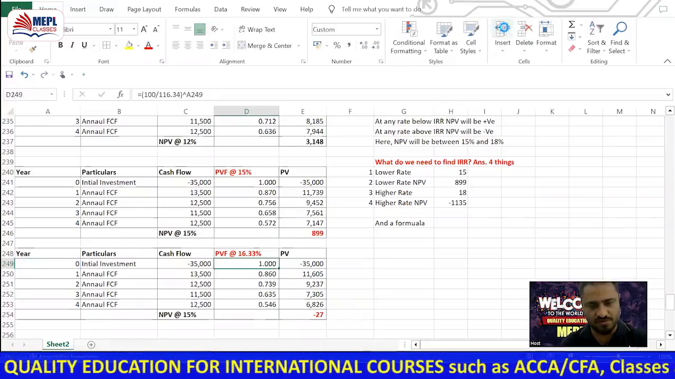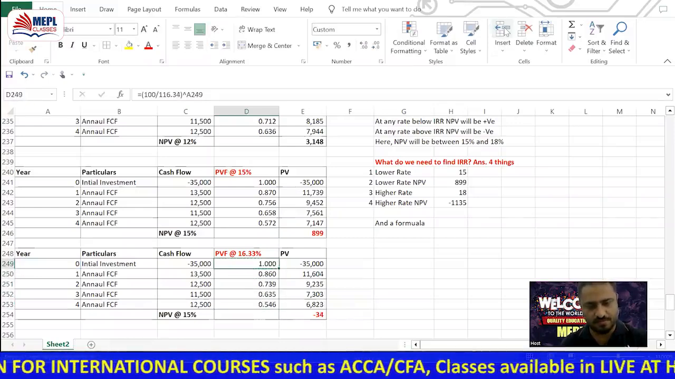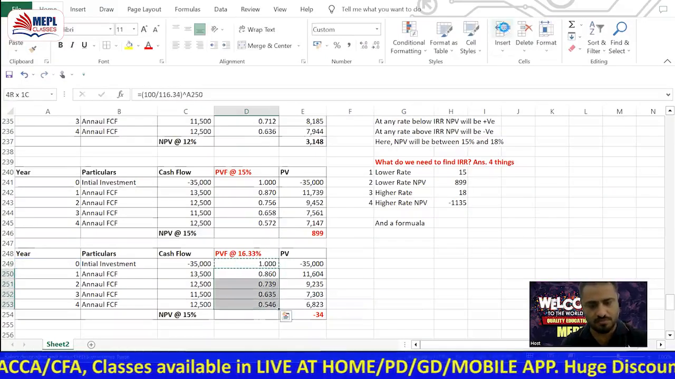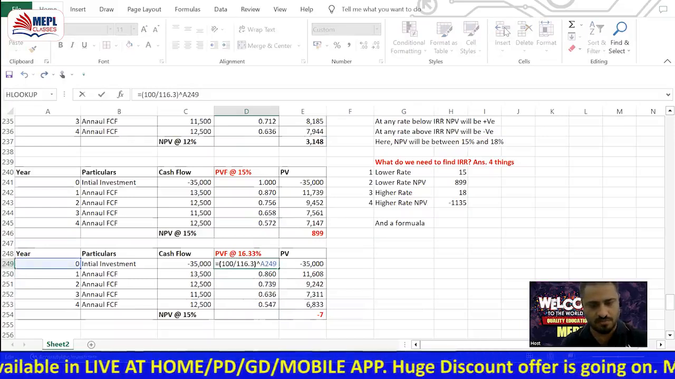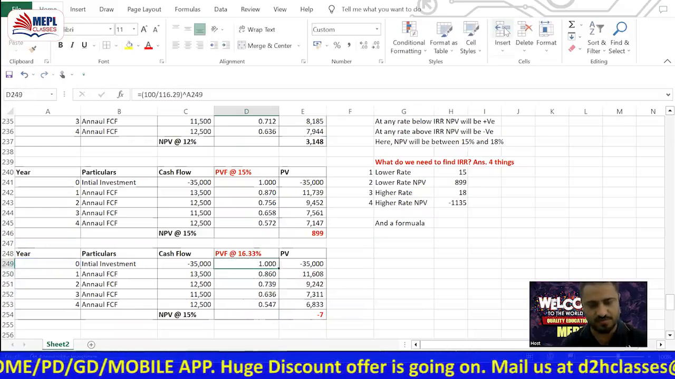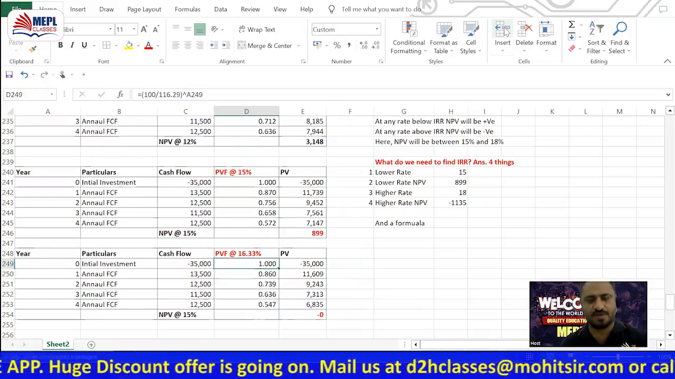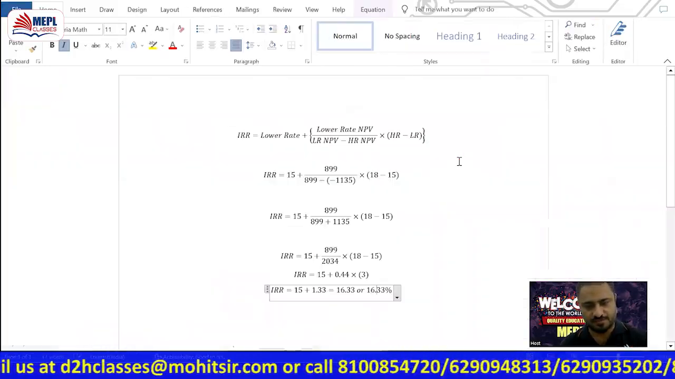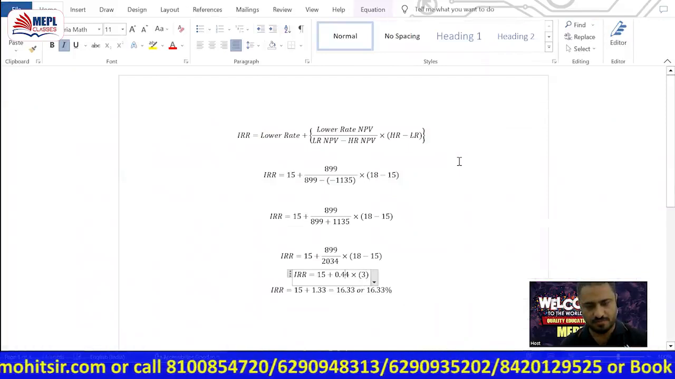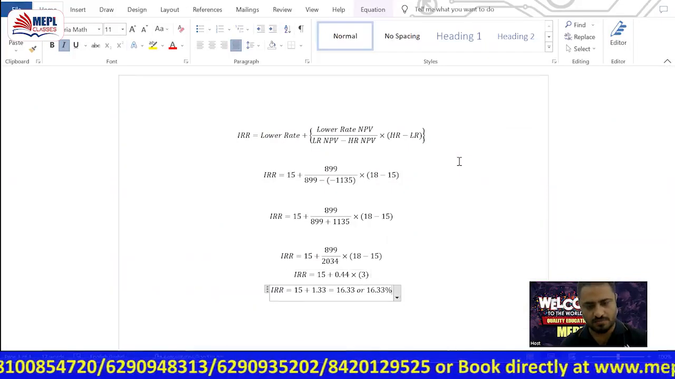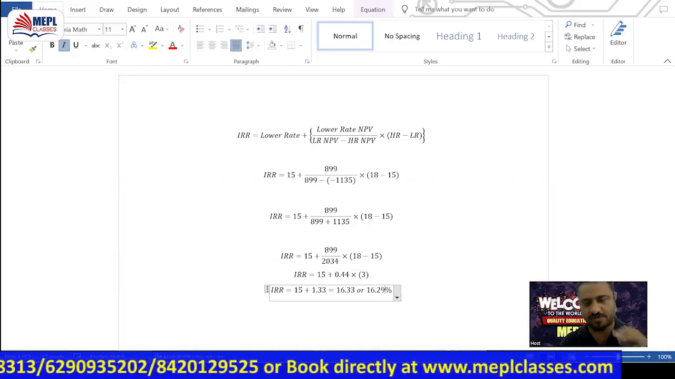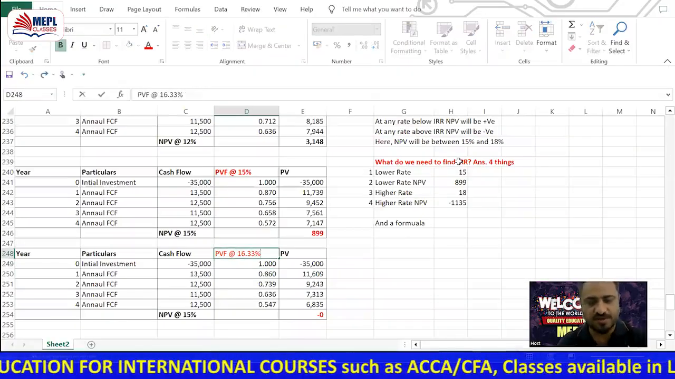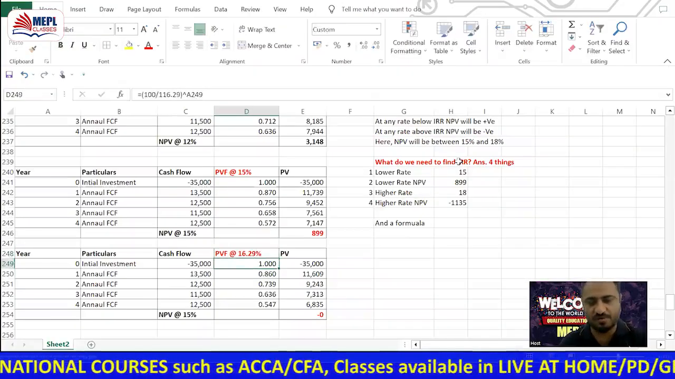A rounding of difference will always be there. I'm just trying to make it more precise for you. My exact rate is 16.29. That is all fine. They will not deduct your marks for 16.33 or 16.29. So I'm just making it 16.29 because of the rounding differences.